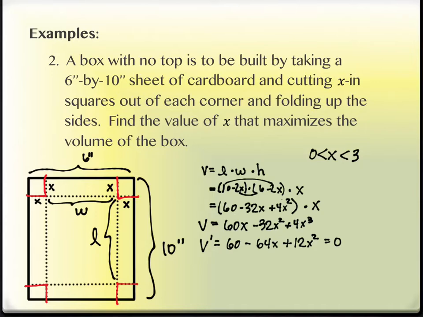So if I divide everything by 4, 60 divided by 4 is 15. How about 64? 16 and 12, 3x squared. And if it bothers you that they're sort of written in backwards order, just flip them around. I have 3x squared minus 16x plus 15 equals 0.